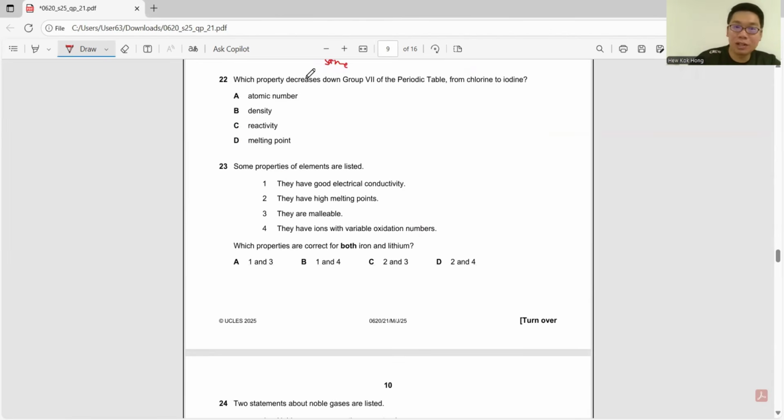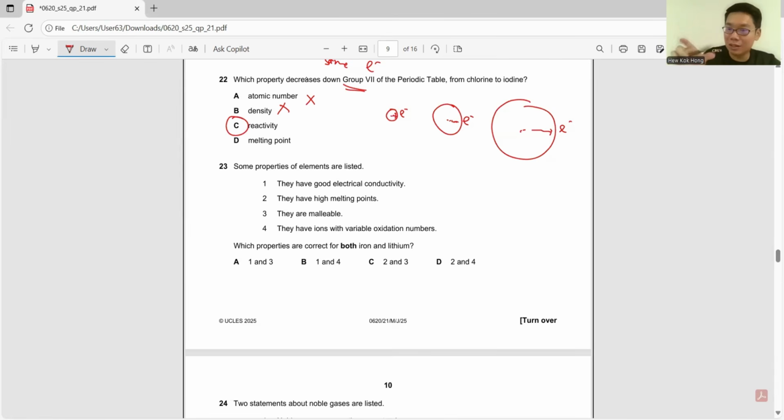22. Which property decreases down group 7 of the periodic table from chlorine to iodine? Atomic number is definitely wrong. Going down, they have more protons, so atomic number definitely increases. Density is also wrong. Going down the group, it gets denser and denser. And then part C, reactivity. Group 7 wants to attract one electron from outside. Going down the group, the proton wants to attract electron. For this one it is easier. This one is slightly more challenging because it's further. This one is very, very far. So going down the group, the reactivity actually reduces because it's harder and harder to attract an electron.